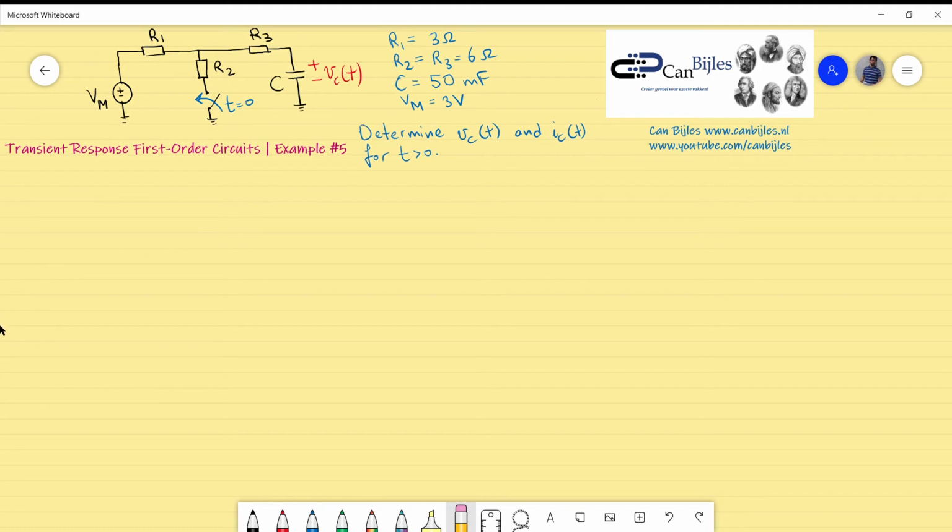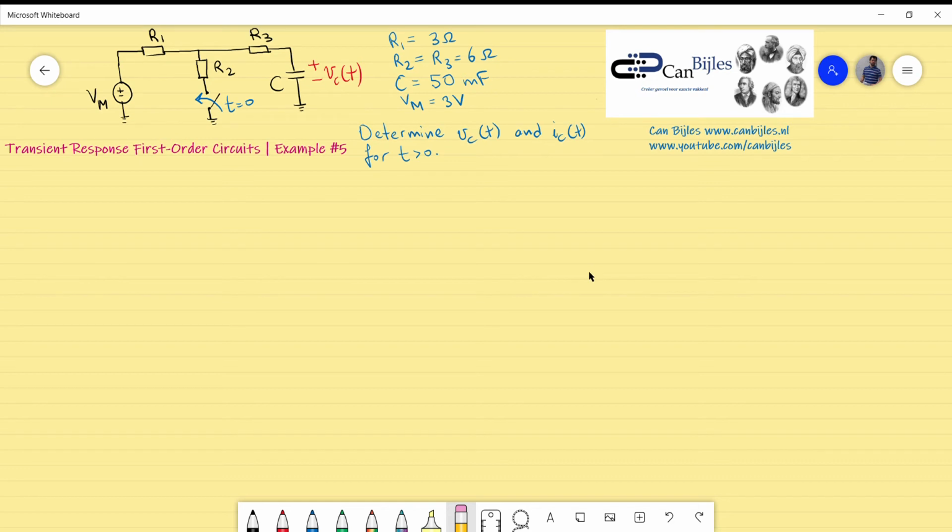What we would like to know is the voltage across the capacitor as a function of time and the current through the capacitor as a function of time for time greater than 0. Now we already know how to calculate the voltage across the capacitor, and we can determine the formula for that. But the current through the capacitor we haven't seen in the previous examples, so that will be new this time. Once we know the VC, we can calculate the current through the capacitor very easily. So let's start with the procedure.